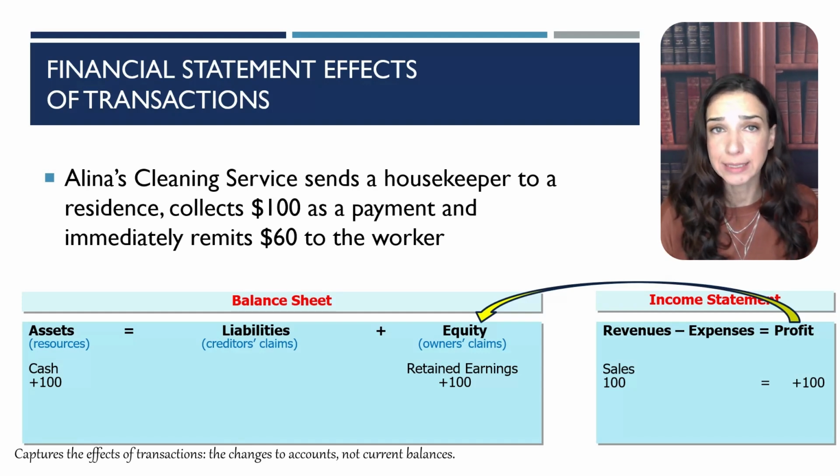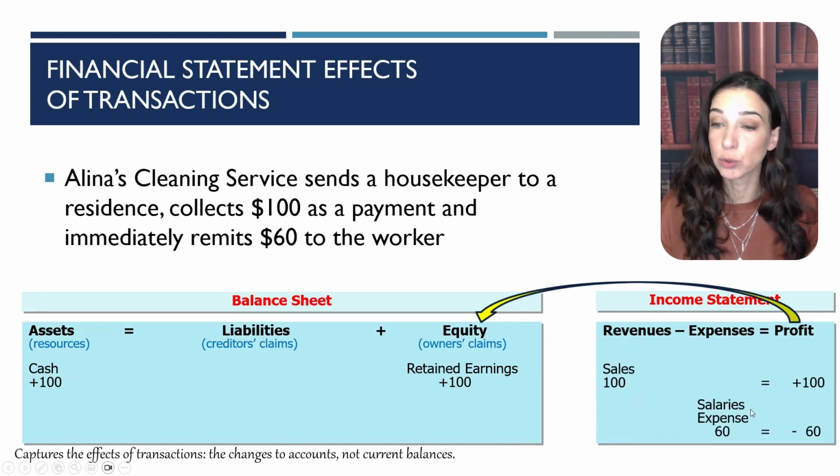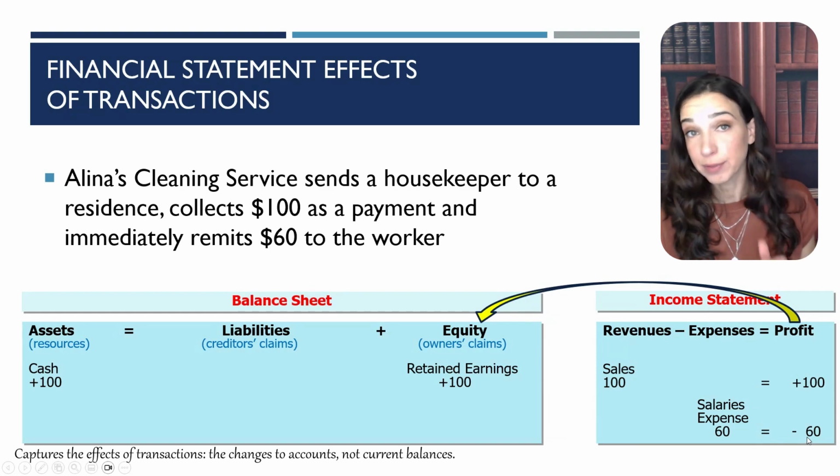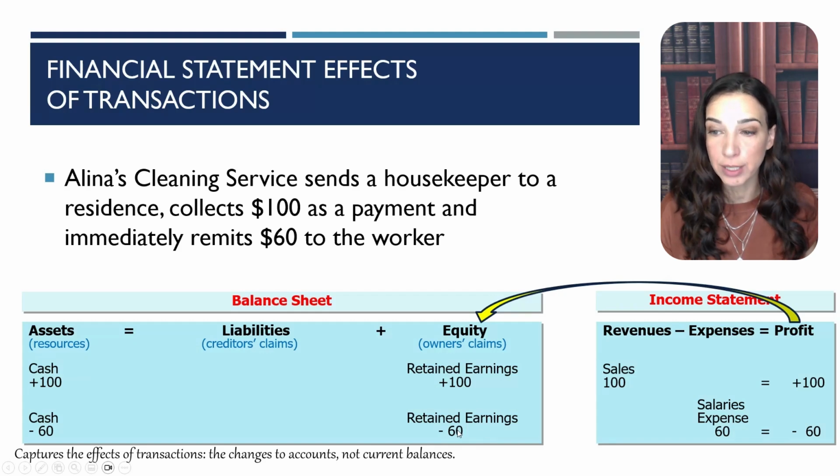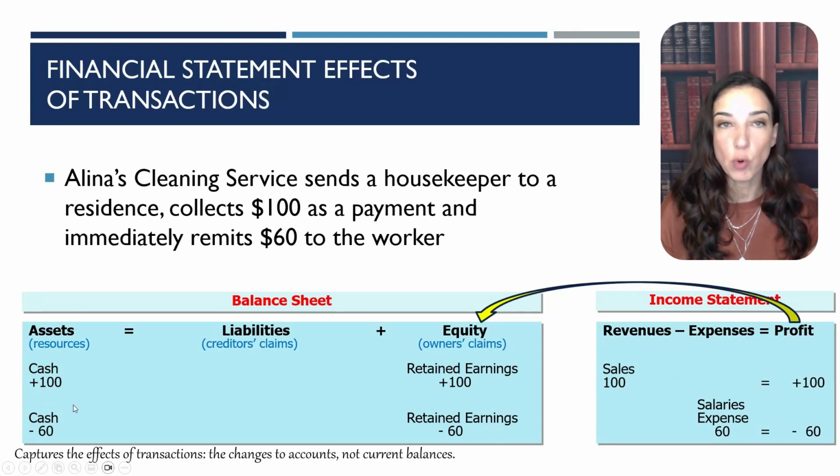Now, what about the $60? The worker did the work for us. So that is an expense that we're going to recognize as a salary expense on the income statement. That is a profit decreasing transaction. Because it decreases our profits, it also decreases our retained earnings. Again, this is kind of a mechanical step. Anything that decreases the earnings here decreases the retained earnings on the balance sheet. And of course, this one was immediately remitted in cash. So we have cash going down as well.